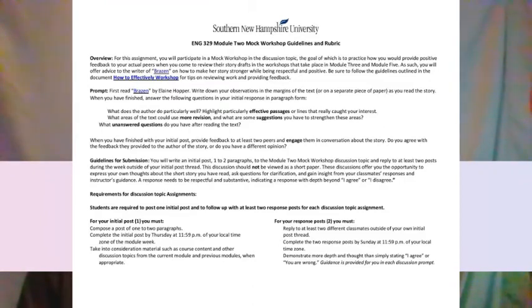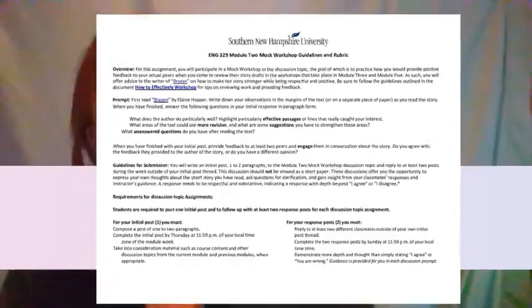What does the author do particularly well? Highlight effective passages, and that's key. We can't just say, "yay, their dialogue was great." You need to give specific examples of where it was great and talk about why it was great. And I'm focusing on dialogue, but it's any technique. Maybe the description is wonderful. Maybe the pacing is not super smooth. So look at all aspects of this story and assess what is being done well and what can be improved.